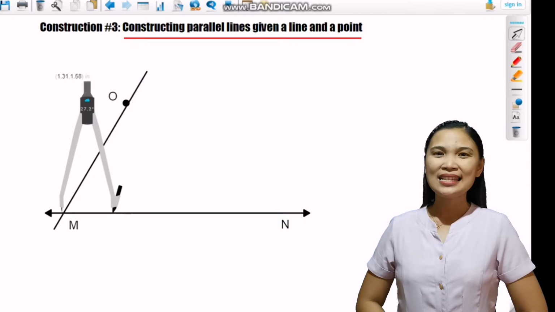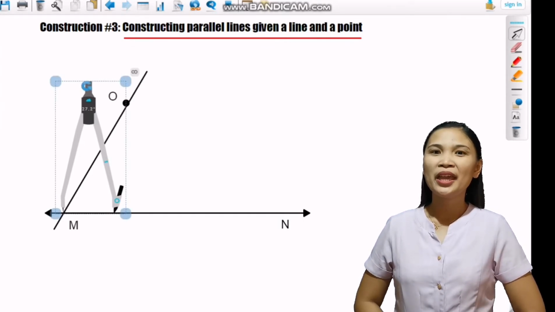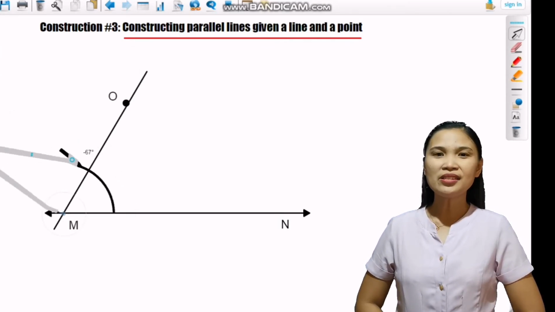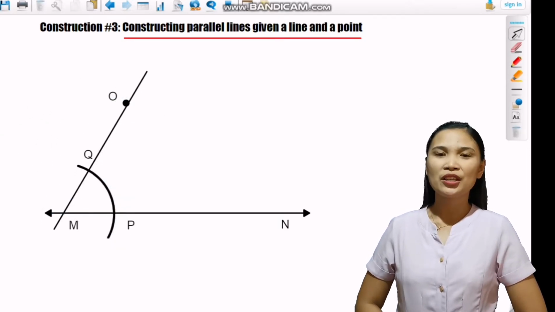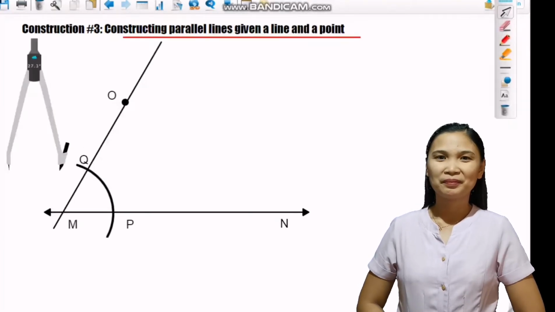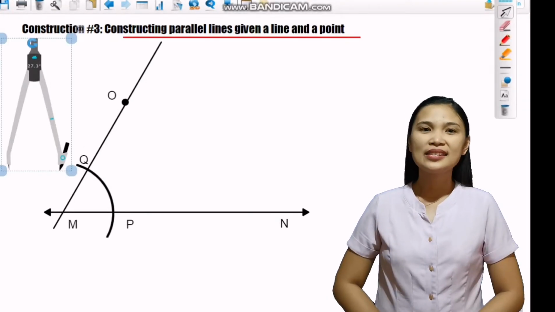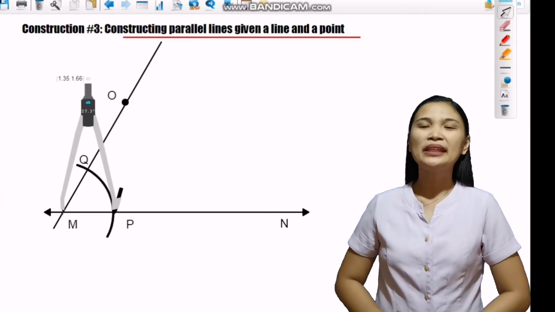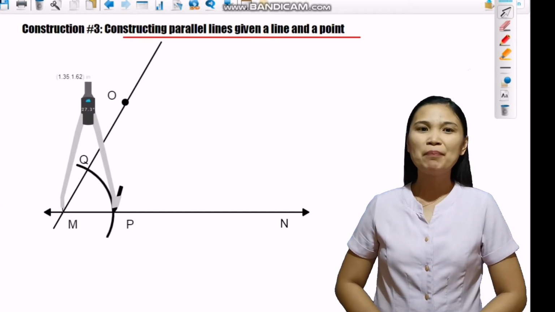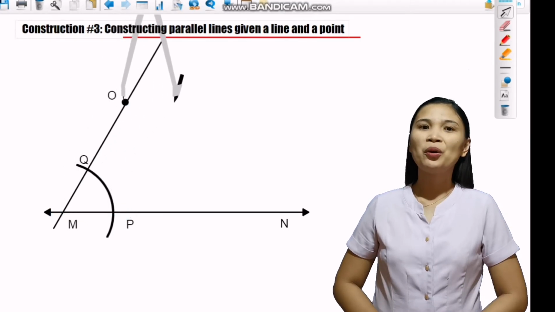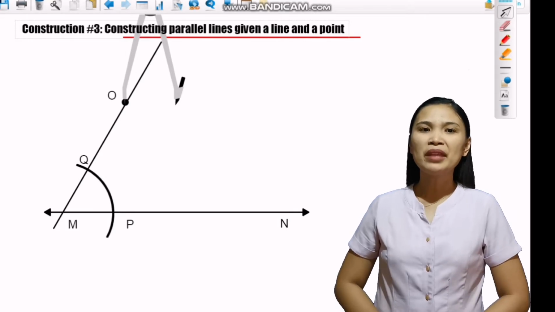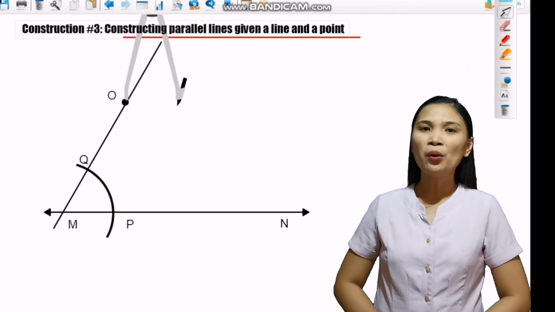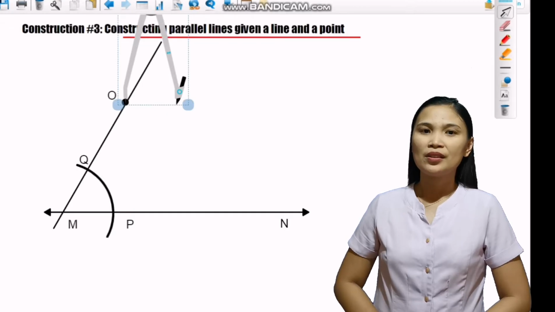Step 2. Place the stylus of the compass on M and draw an arc that intersects the two lines. Then label the points of intersection as Q and P. Step 3. With the same opening of the compass, place the tip of the compass on O, then draw an arc that intersects the line containing O. Name the intersection of the arc and the line as point R. So to see the illustration, watch this.